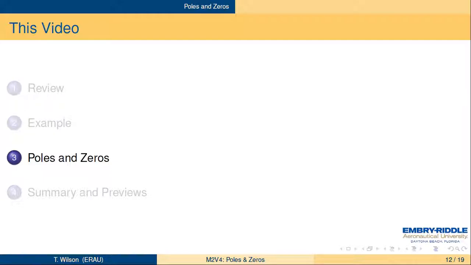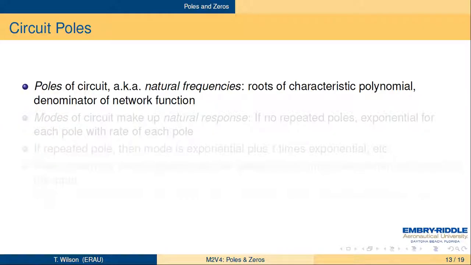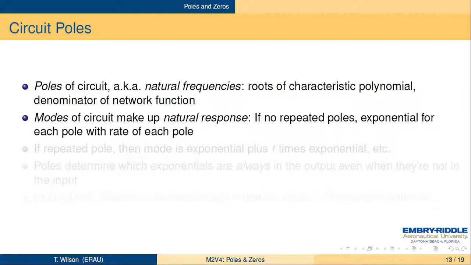So what do these poles and zeros mean? Well, we've seen the poles before. The poles of the circuit are also known as the natural frequencies of the circuit. They're the roots of the characteristic polynomial, which is the denominator of the network function. So we find them by factoring the denominator and finding its roots, and those roots are the poles of the circuit. For every pole in the circuit, if there are no repeated poles, you get an exponential whose rate is the value of the pole. We call those exponentials the modes of the circuit, and the sums of those make up the natural response of the circuit.